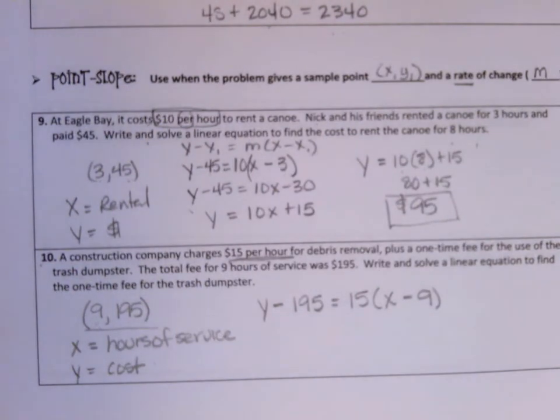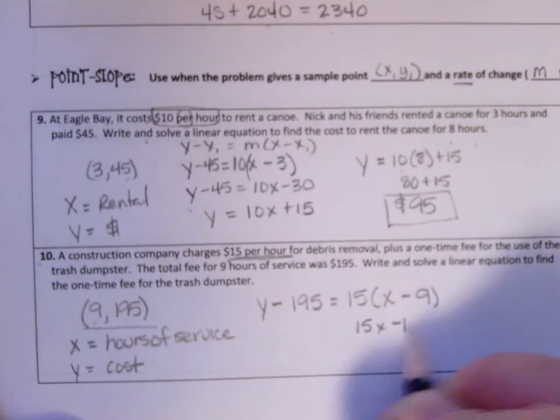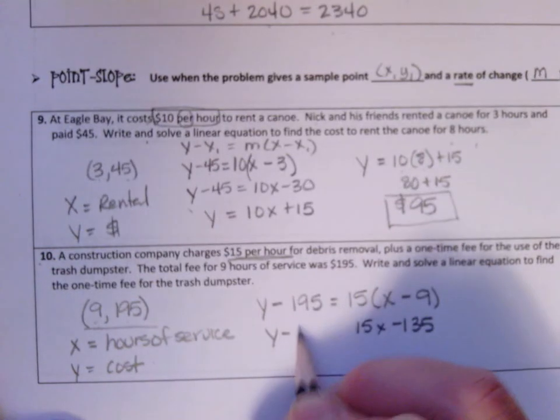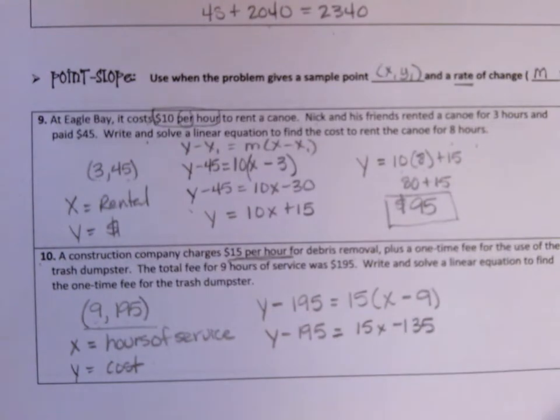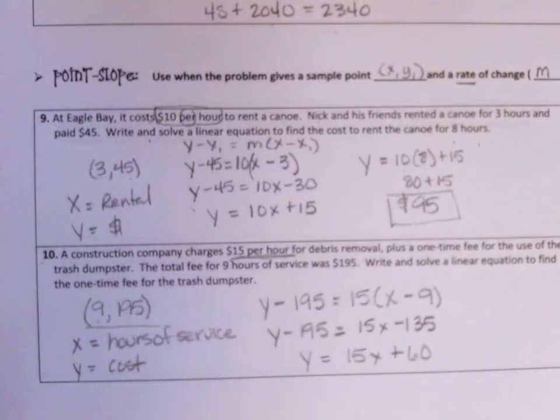So the first thing I need to do in order to solve this equation is I need to distribute the 15 to both of the terms inside the parentheses. And that gives me 15x minus 135. And this is still y minus 195 on the left side of the equation. And then I'm going to go ahead and add 195 to both sides of the equation, giving me y equals 15x, I think that's plus 60.